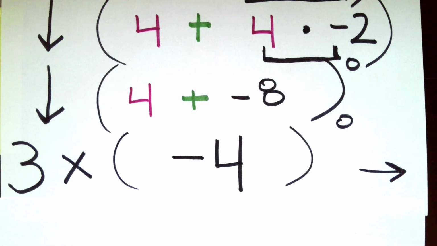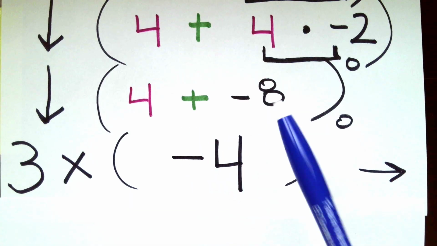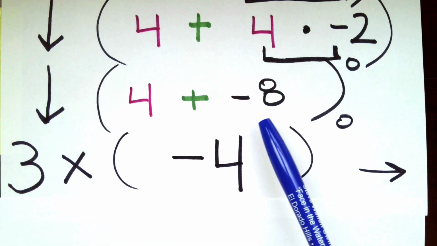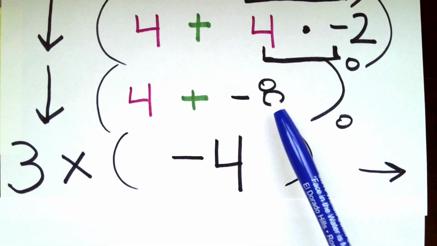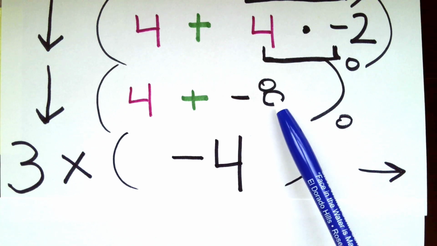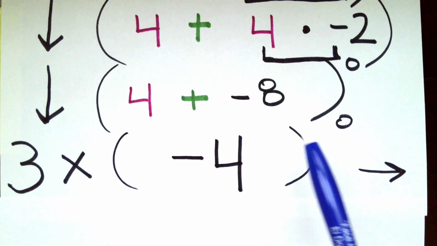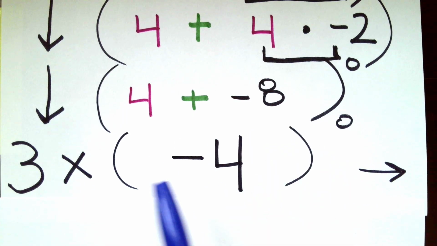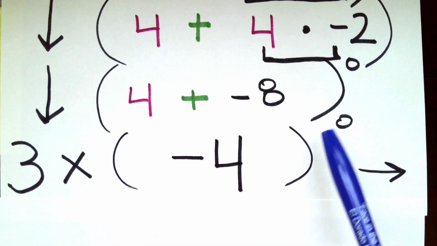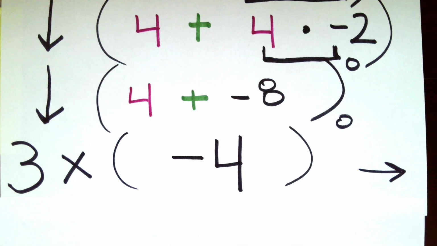All right, so continuing to simplify inside the parentheses, 4 plus a negative 8. Look at this. You've got $4 in your pocket. You had to borrow $8. How much do you still owe me? You owe me a negative $4. So that concludes simplifying inside the parentheses. Again, I just brought down the 3, the times symbol, and the power of 0 the whole time I was simplifying inside the parentheses.